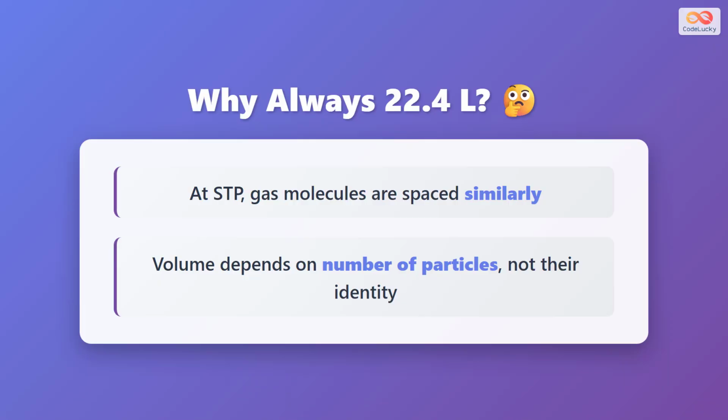You might be wondering, why is the volume always 22.4 liters, regardless of the type of gas? The answer lies in how gas molecules behave. At STP, gas molecules are spaced similarly apart from each other, no matter what gas you're looking at. The volume a gas occupies depends on the number of particles present, not on what type of particles they are. 1 mole contains the same number of particles for any substance, so 1 mole of any gas takes up the same volume.